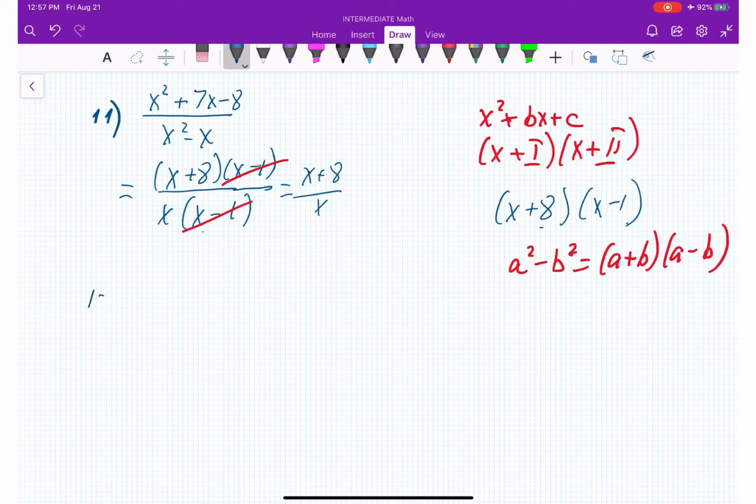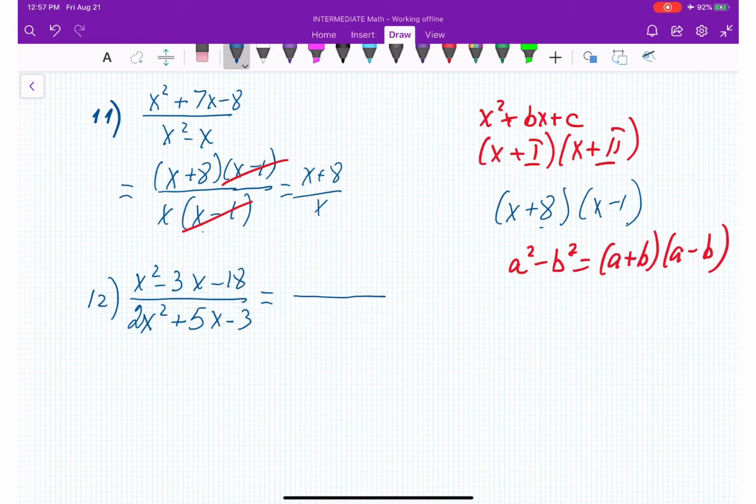Number 12, x squared minus 3x minus 18 over 2x squared plus 5x minus 3. So again, x squared minus 3x minus 18, I can break down as x minus 6 and x plus 3, because -6 times 3 is -18, and -6 plus 3 will be -3.